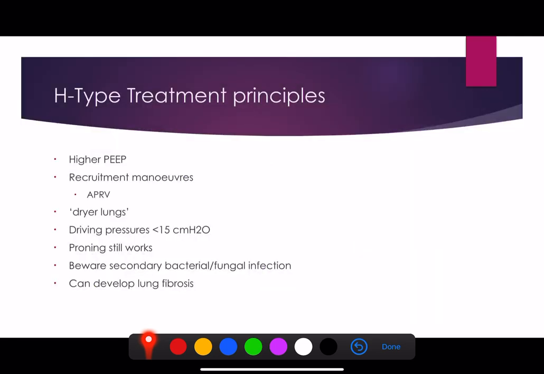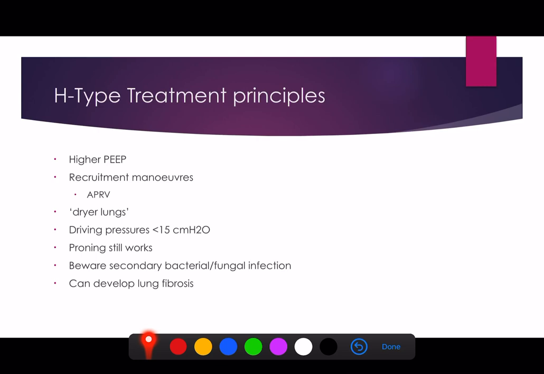So in terms of the treatment principles, you can see that high PEEPs are probably a good thing. You're going to open up those alveoli that are collapsed because of the high elastance that the lungs have, the low compliance. You can use things called recruitment maneuvers. This is where you slowly increase up the PEEP to a point where you can open up lots of alveoli.